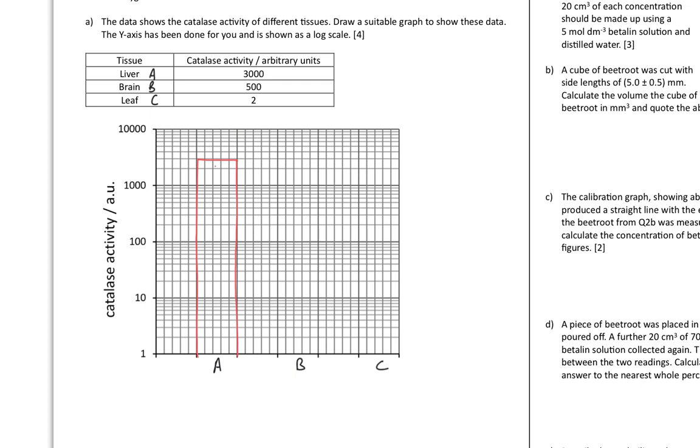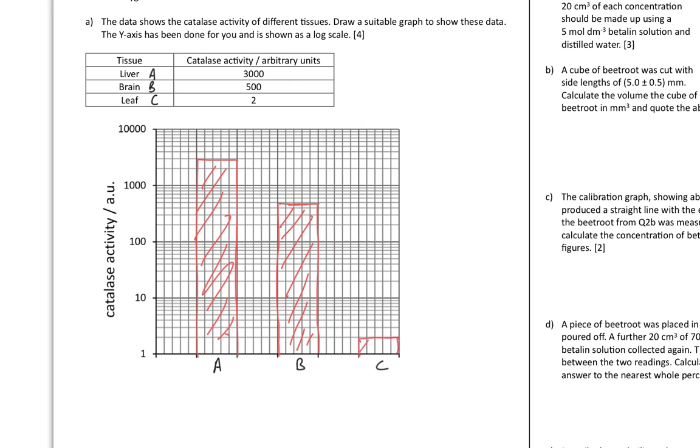I don't need to shade it in, but I'll give it a little shade so you can see it a bit easier. B is 500, so 100, 200, 300, 400, 500. That's here, so that should be straight across there. That's B. And C, which most people got wrong in year 12, is 2. The bottom line is 1, so it's this line here that is 2.